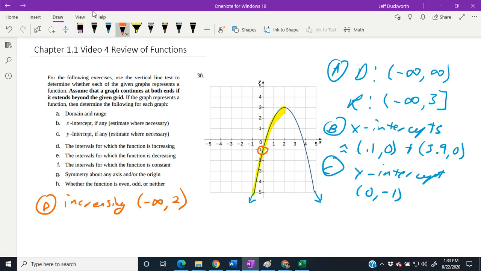E, decreasing. It's decreasing. Let's see if I have a different highlighter. I don't know. Probably not. So it's decreasing in this direction. So it's decreasing from 3 to infinity. And it's constant, so it has a constant slope at 3. So that's F.